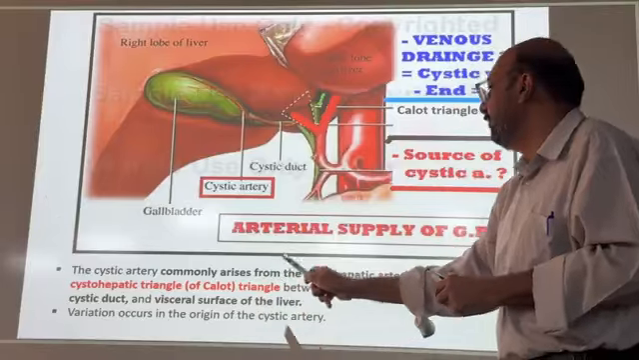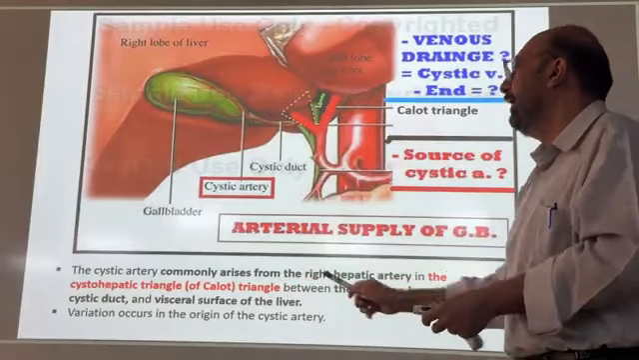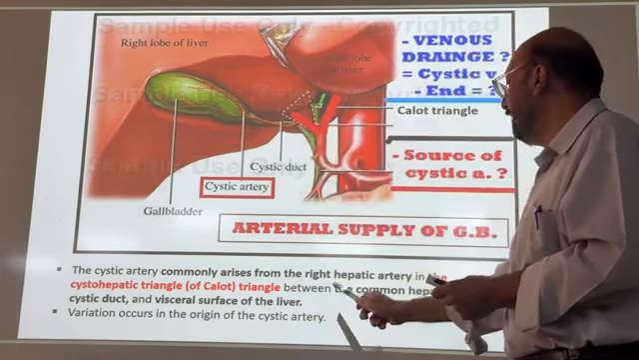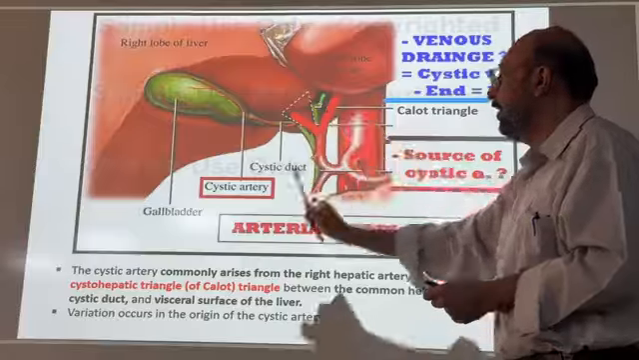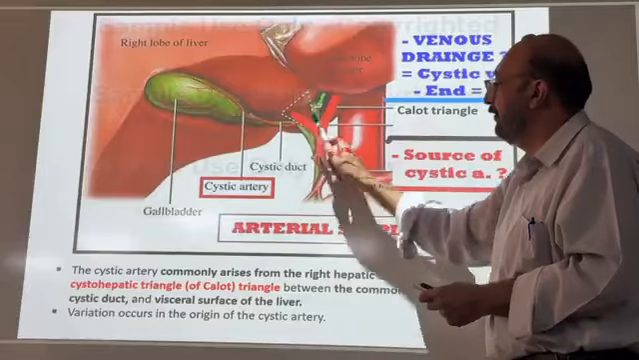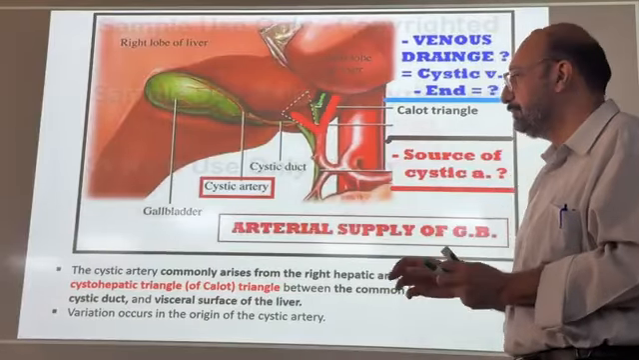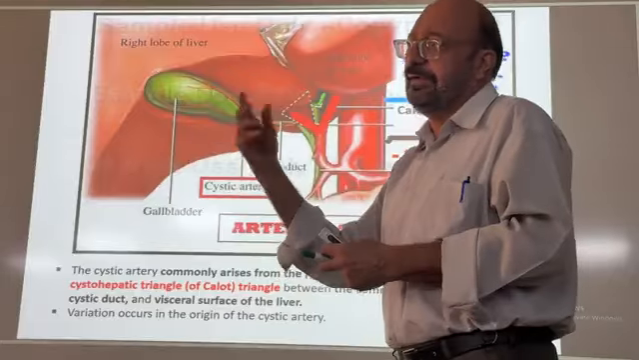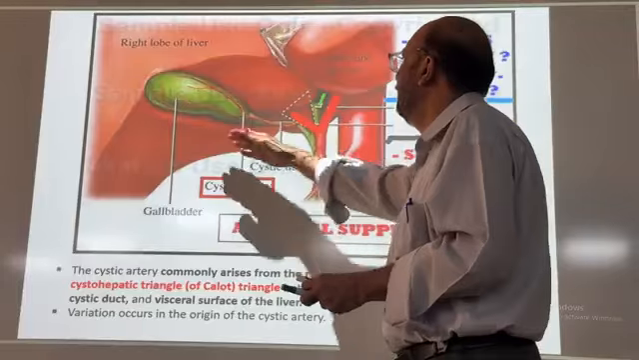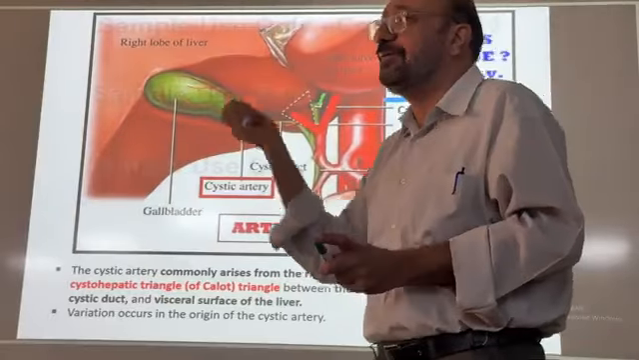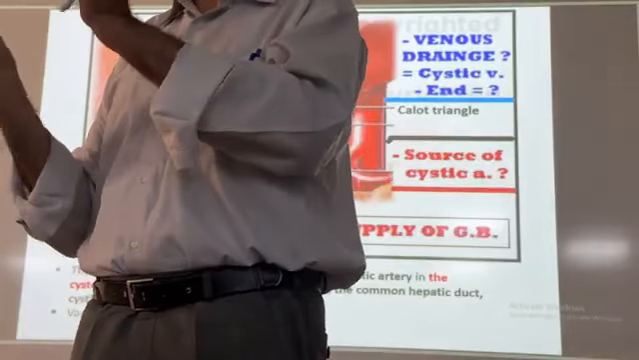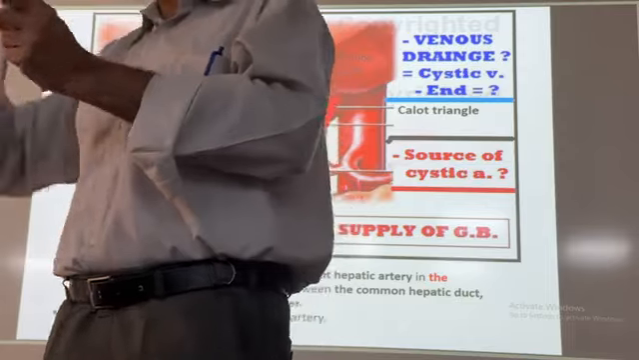The cystic artery commonly arises from the right hepatic artery, in the triangle of Calot. This is the triangle of Calot, between the common hepatic duct, the cystic duct and the visceral surface of the liver; this is the boundary of this triangle. It is important during surgical interventions. Variations occur in the origin of the cystic artery, many variations, small and big branches. But this is the classical way. Celiac trunk, common hepatic, 2 branches, right hepatic and left hepatic, right will give cystic.